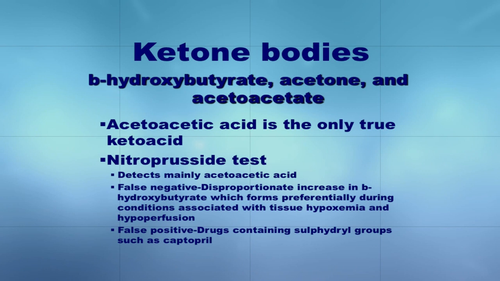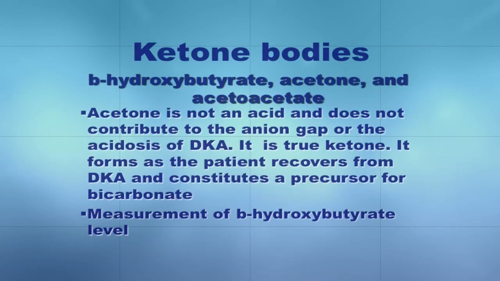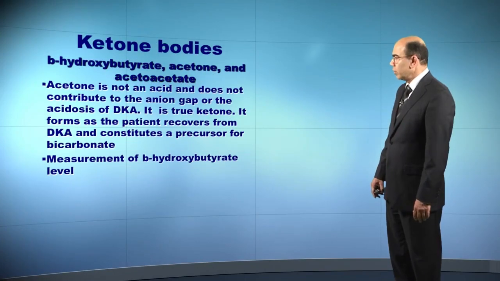And in certain conditions, the nitroprusside test can be negative due to accumulation of beta-hydroxybutyrate, especially in conditions of tissue hypoxia and hypoperfusion. There are certain drugs that cause false positive nitroprusside tests, such as drugs containing sulfhydryl groups such as captopril. So as I mentioned earlier, acetone is not an acid, it is a ketone, and therefore it does not contribute to the anion gap or the acidosis in DKA.